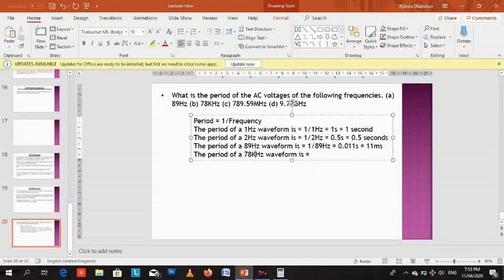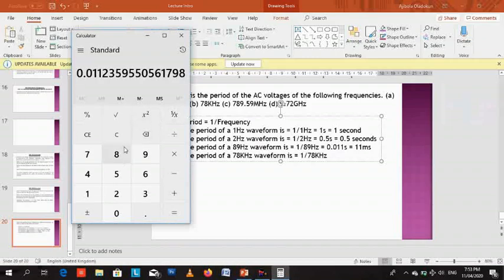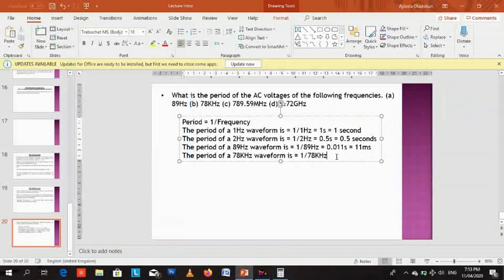So the period, let's go to 78 kilohertz. What's the period of a waveform of frequency 78 kilohertz? To get the period, just divide: you have 1 over 78 kilohertz. You find the reciprocal. The reciprocal of the frequency is our period, as we've stated before. So 1 over 78 kilohertz.